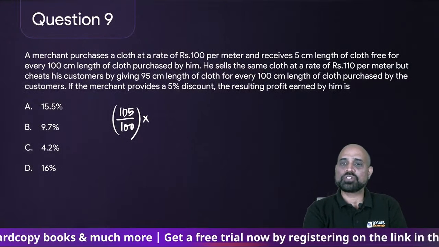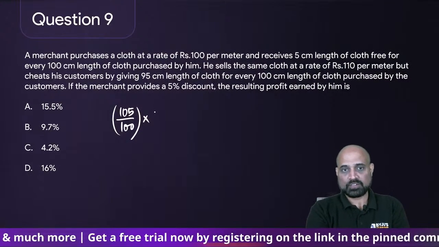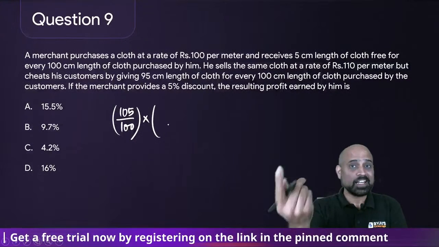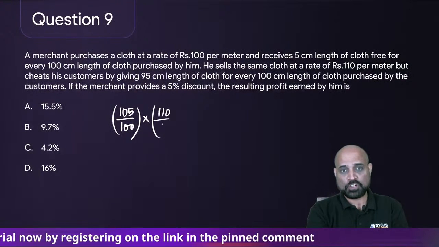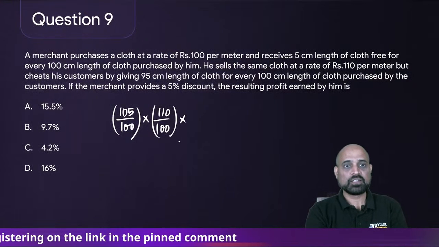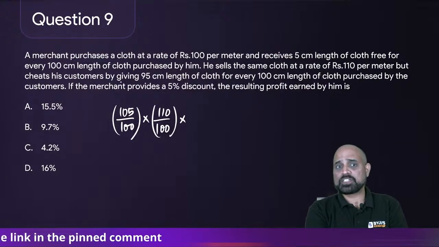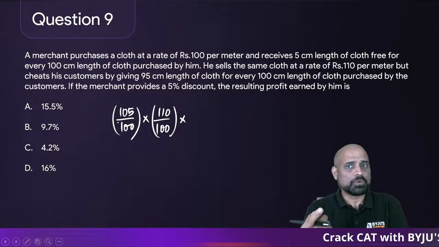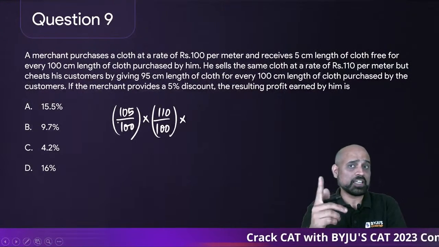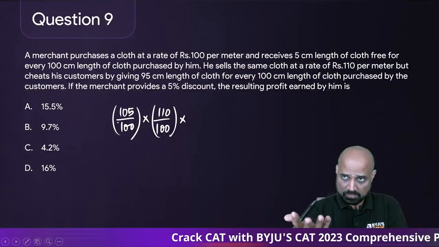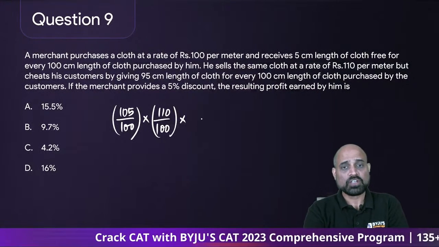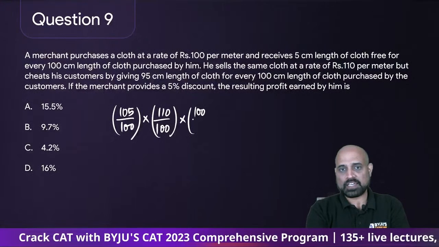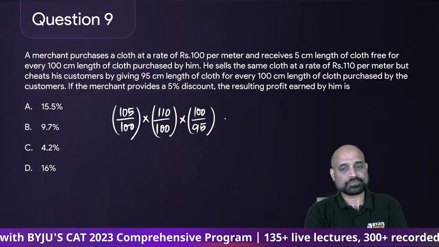He sells the same cloth at a rate of ₹110 per meter. Again, 100 रुपए की जगह 110 पे सेल करता है. So this is again a profit for him. So this is the multiplying factor. But cheats his customers by giving 95 centimeter length of cloth for every 100 centimeter length of cloth purchased by the customers. अब ये cheat कर रहा है. Again, he is getting profit because he takes money for 100 centimeter, but he gives only 95 centimeter applicable or equivalent of cloth. So since it's profit for him, again the multiplying factor should be more than 1.